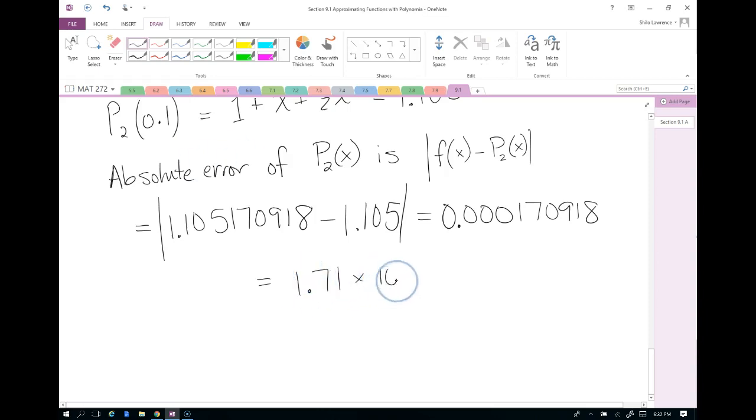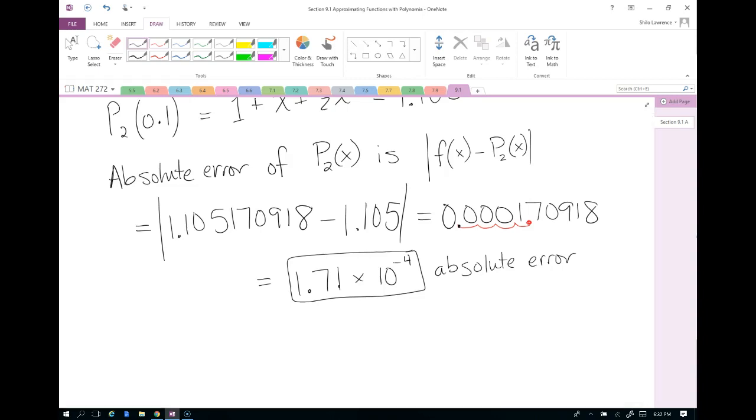So we could also say that this is about 1.71 times 10 to the negative. Now we move this to see how many times it takes us to get there. And we went 1, 2, 3, 4, 10 to the negative 4. That's our absolute error. That's how far p sub 2 is from the exact answer. So it's pretty good. We match to the thousandths, so we're off by 1.71 ten-thousandths.